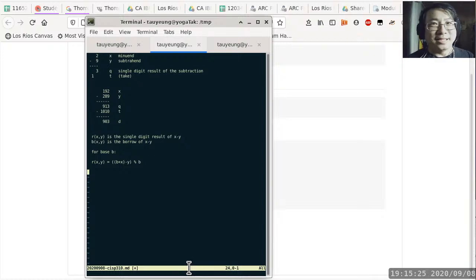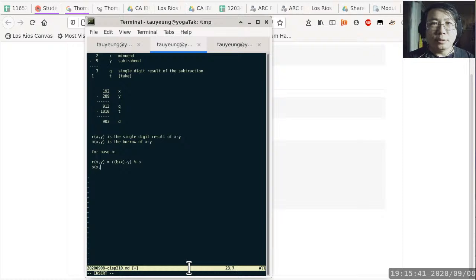It still works, exactly. So as long as you're multiplying b by a non-negative integer, it will still work because of the mod b. Does everybody understand why it works? Okay, so I'll give you an example after this.